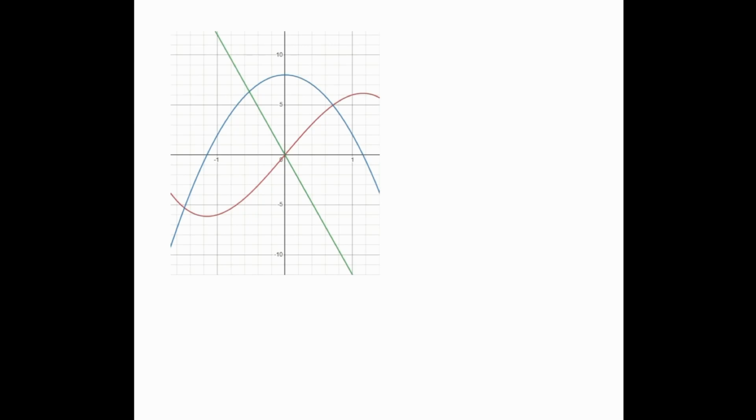Here's the graph of all three functions. Now let's get an equation for the second derivative. So my first derivative, f of x, was equal to negative 2x cubed plus 8x. My first derivative then was equal to negative 6x squared plus 8. So what is my equation for my second derivative going to be?